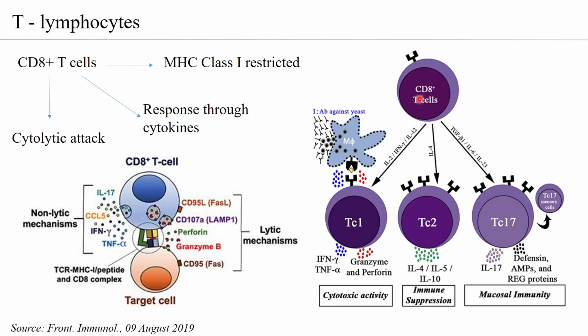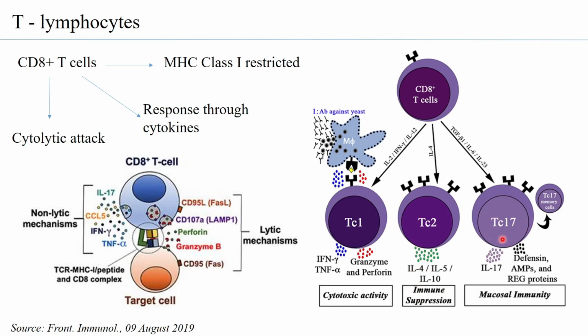Interestingly, CD8 plus T cells on getting exposed to the bacteria or to the antigen can also form several subsets. So you have TC1. This TC1 is associated with cytotoxic activity. TC2 is associated with immune suppression. You can see that it produces IL-10, and therefore this also can act as something that can prevent autoimmunity.